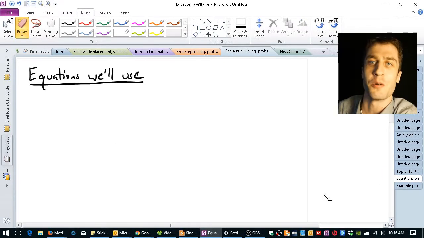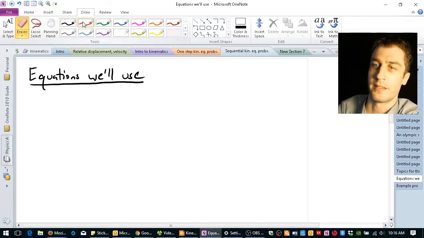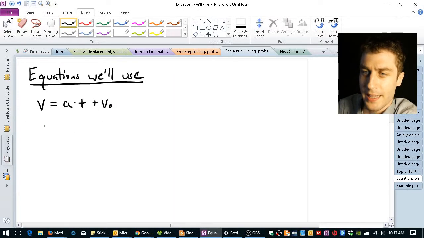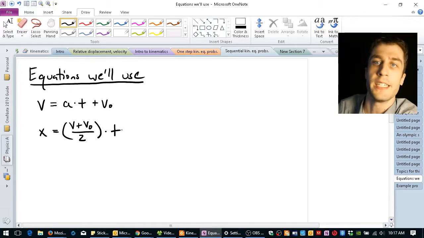Let's first talk about the equations that we're going to be using today, because it turns out that there's quite a few of them, and they're going to be familiar but maybe a little bit simplified. So we're going to use the four kinematic equations, and as a reminder, we have v is equal to a times t plus v naught. And then the next one is x is equal to (v plus v naught) divided by 2 times t.